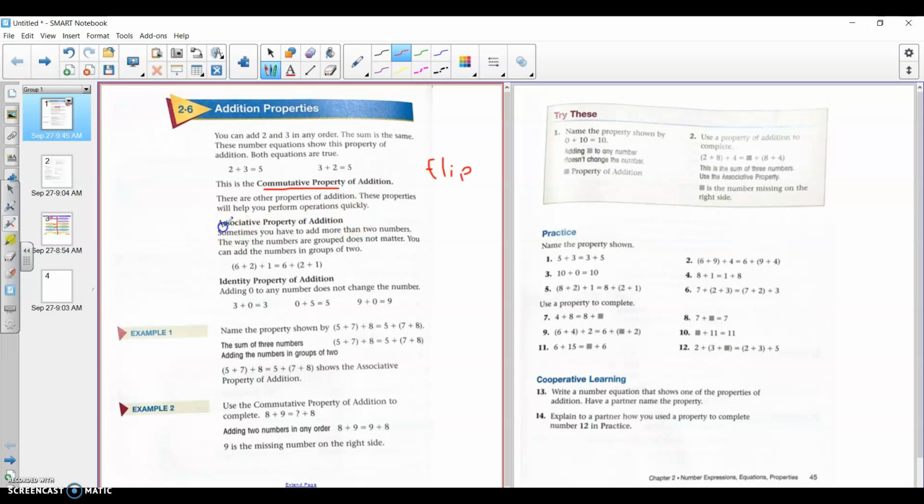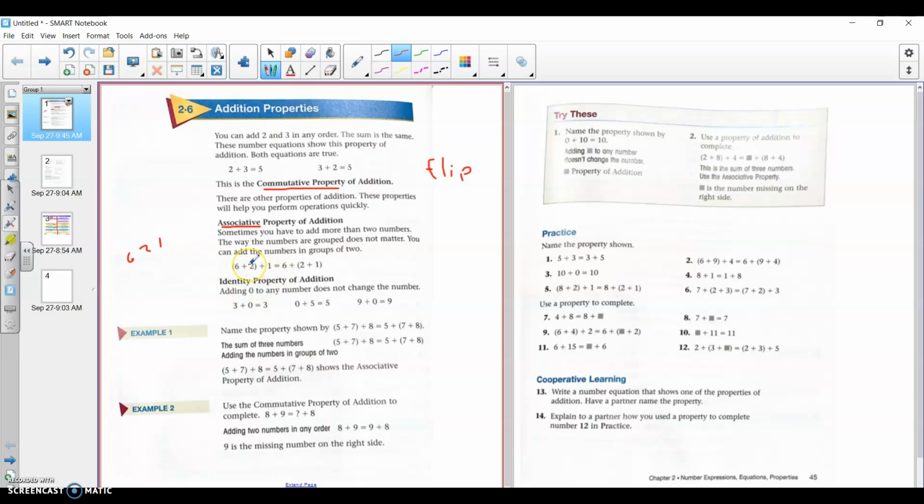Another property is the associative property, and sometimes you have to add more than two numbers. The way the numbers are grouped does not matter. You can simply add the numbers in groups of two. So here you're paying attention to the parentheses. The numbers are the same. They're using 6, 2, and 1, and it doesn't matter how they group those up, you're still going to get the same answer.